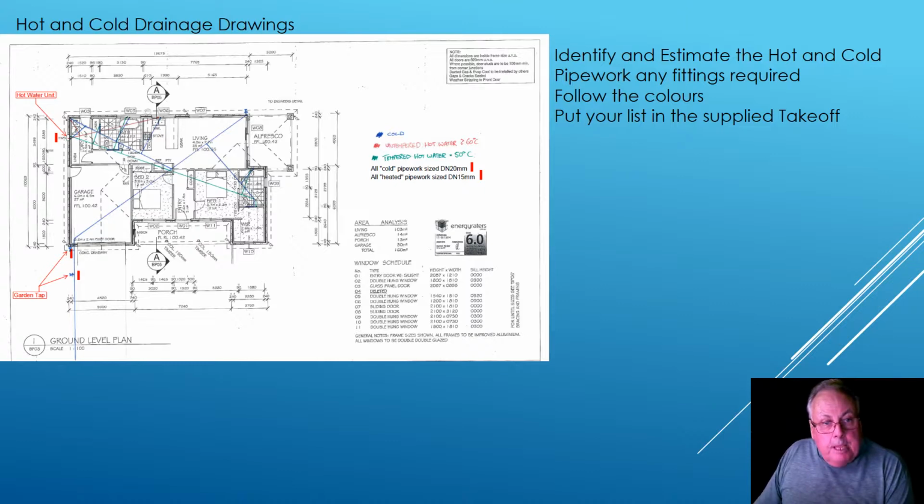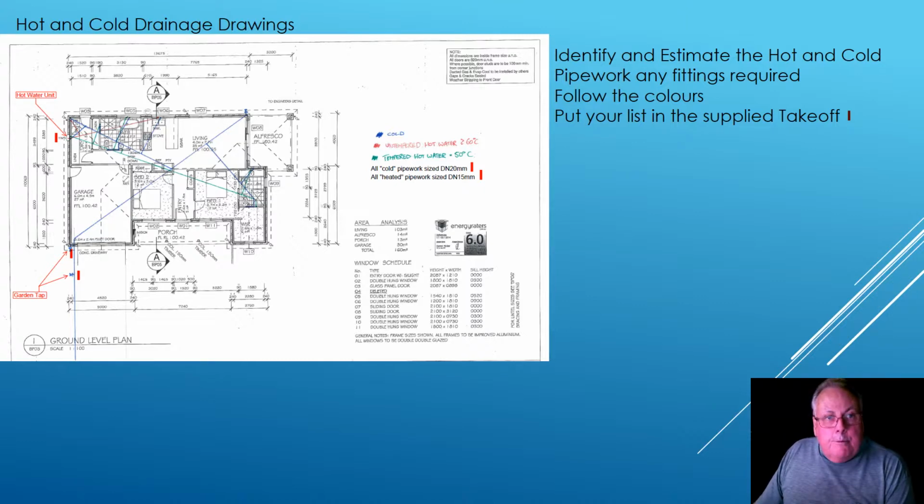Same here. And so if you've got a pipe run that's actually running right through from there to there, it then drops down 2.7. So we have to again do that same thing as we talked about in the previous slide, where we need to allow for horizontal runs and vertical runs. Once we've followed the colors, put our list in the supplied takeoff.